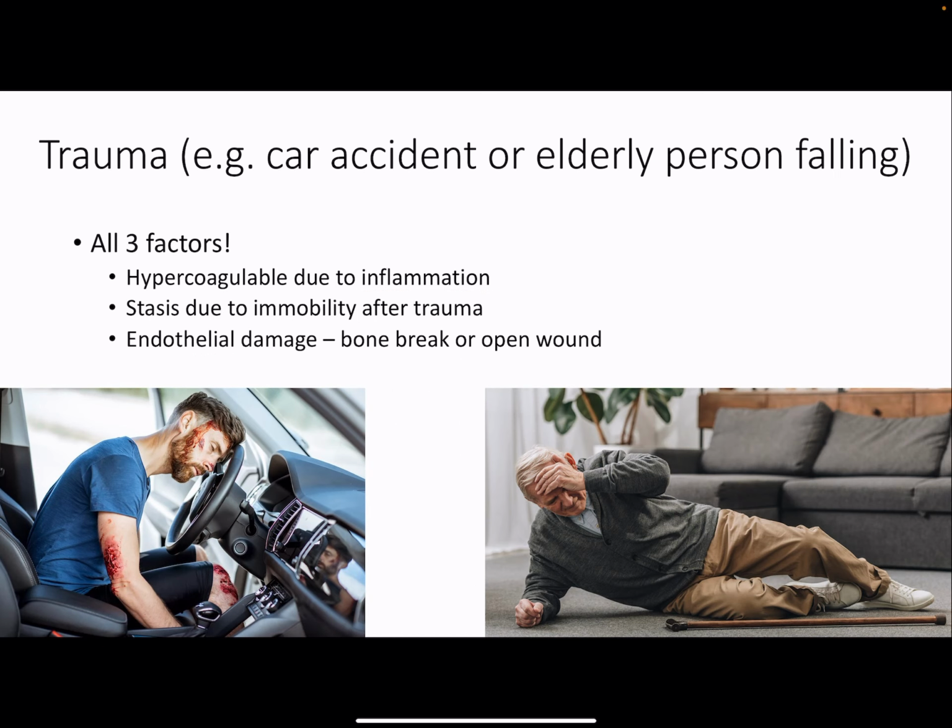Trauma, same thing. We get all three factors. So you get inflammation. Now after the trauma, you're probably going to be immobile, and you have endothelial damage, breaking a bone or opening a wound. So in a vignette, you're looking for somebody who had a surgery a week ago and then randomly they're having trouble breathing. Maybe that's a pulmonary embolism, or somebody got into a car accident yesterday and maybe now they're a little dizzy. That could be a stroke. So that's the way that you're going to try to interpret this in a question.